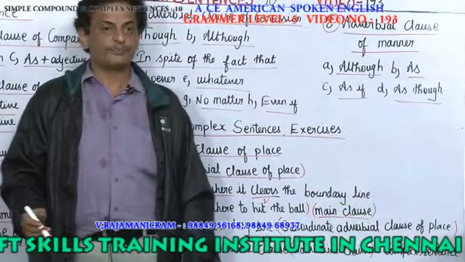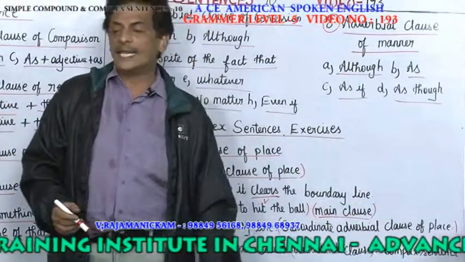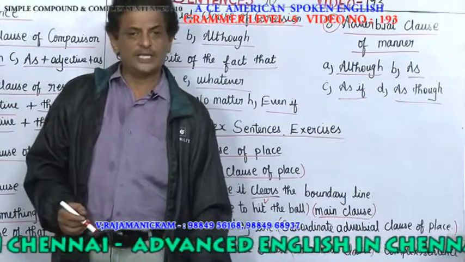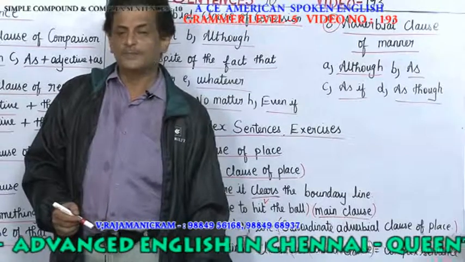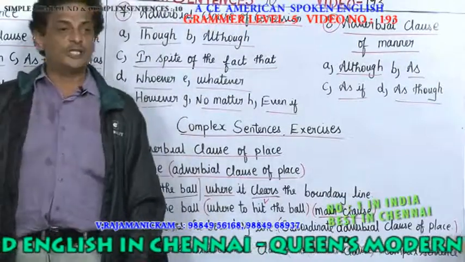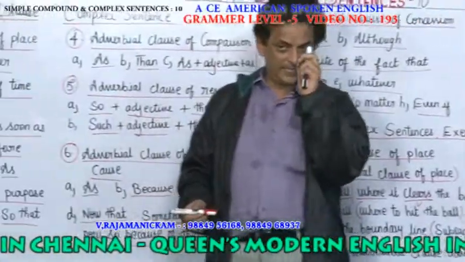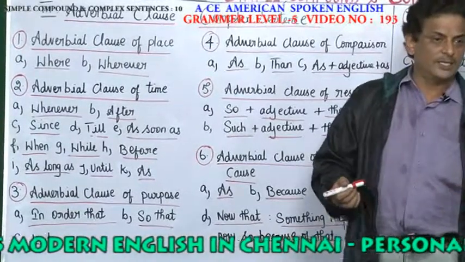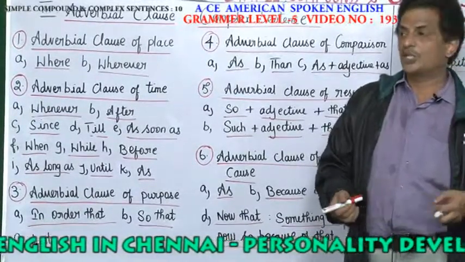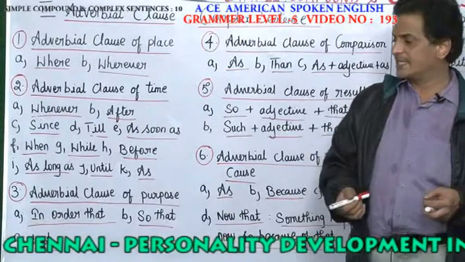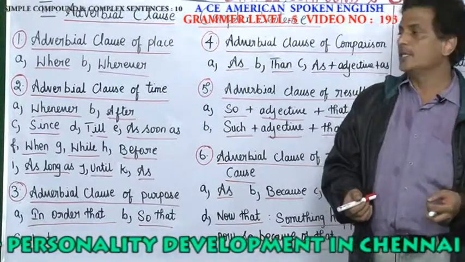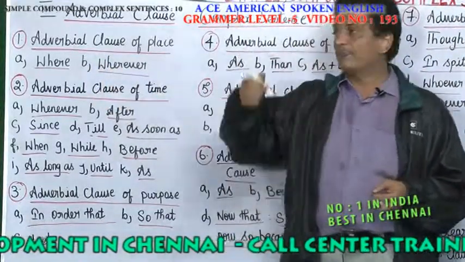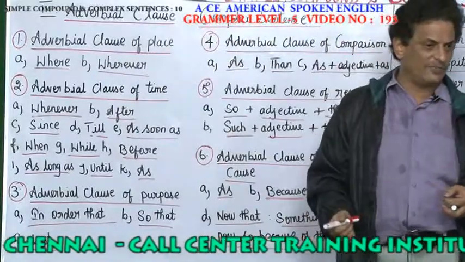Wherever. I like to stay in a hotel. Where or wherever. Where do you like to stay? I like to stay in a place or in a room or in a hotel or in a house or in a country where there is peace, right? Where there is peace and harmony. So you ask the question where to the main sentence verb, and the answer you get is called adverbial clause of place.